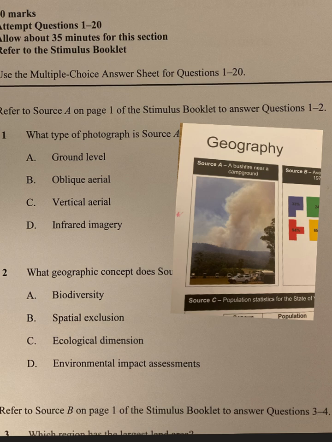And then environmental impact assessment would be if this wasn't a bushfire, if this was maybe a controlled burn and the bushfire brigade had filled out a bunch of forms saying that the wind's going to be in the correct area, etc. Or if they want to build on some land, then they would do an environmental impact assessment just to make sure that building in that location is not going to put any endangered species at risk or anything like that.